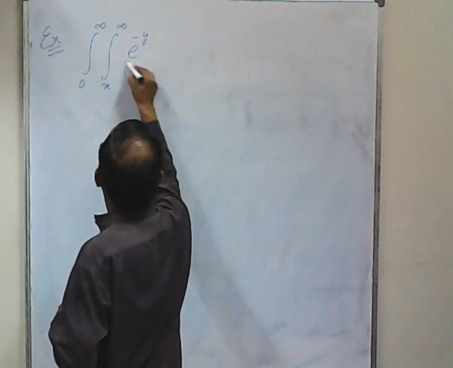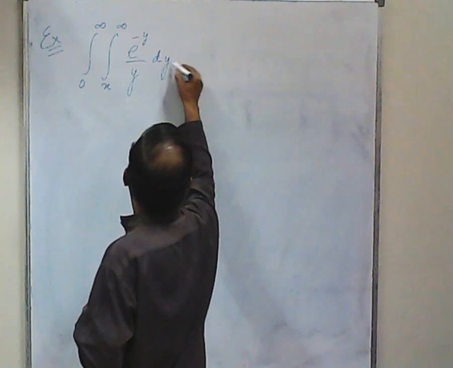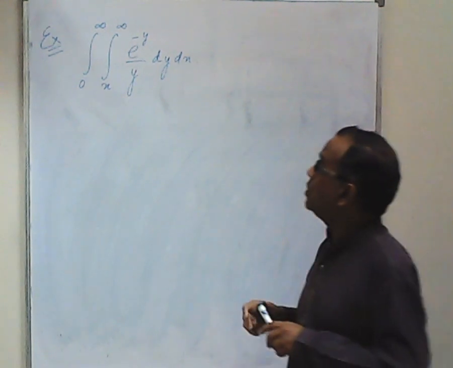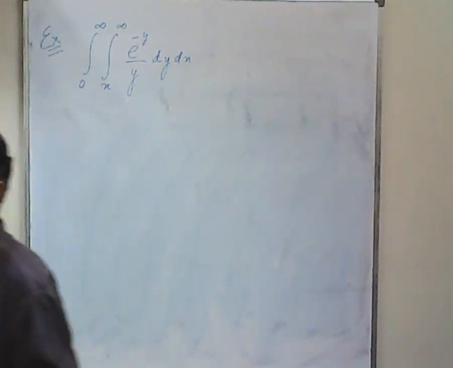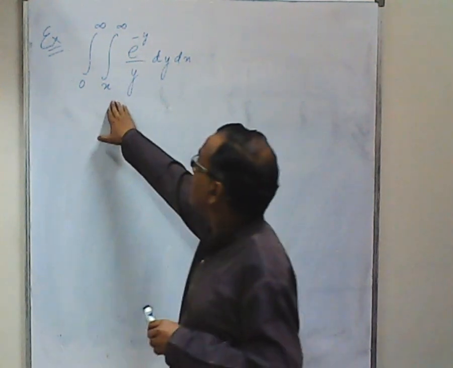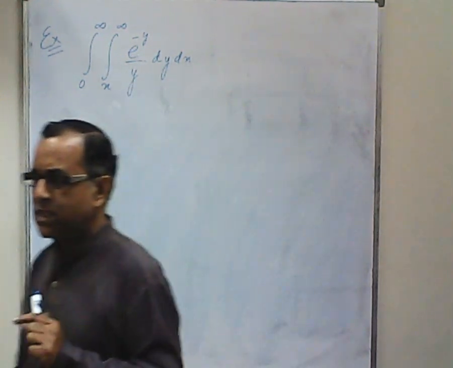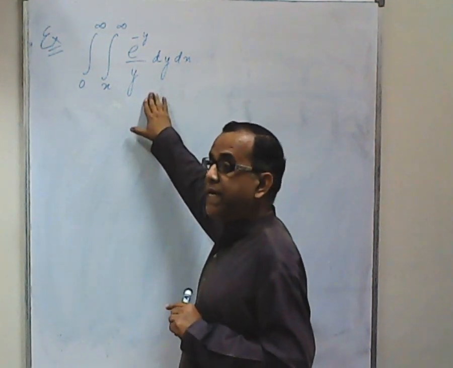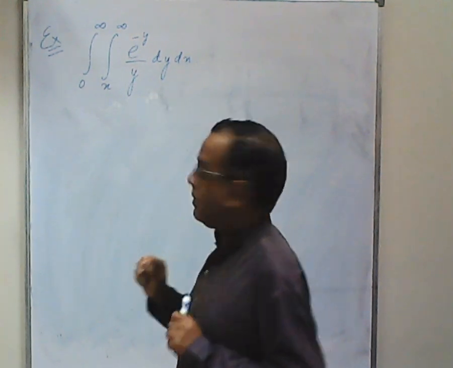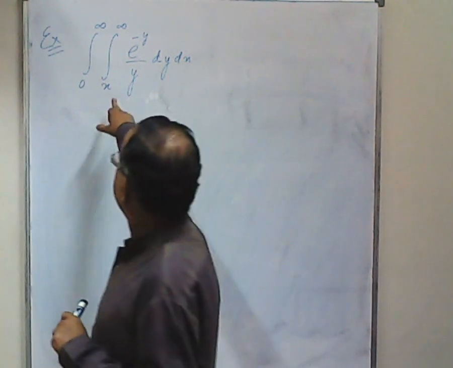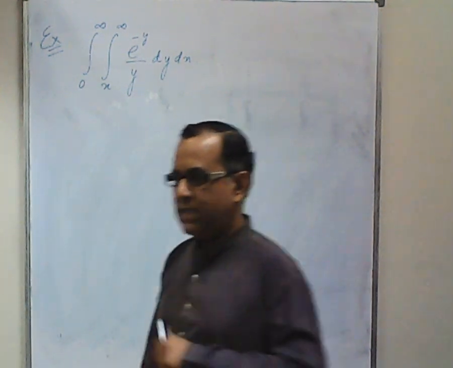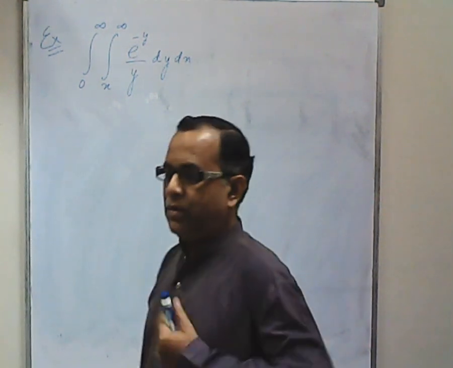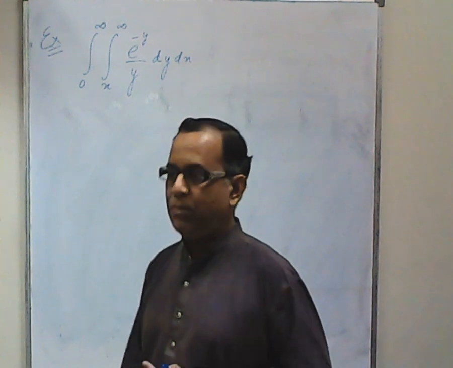The integrand is e to the power minus y upon y, dy dx. So let's say I have the question in this format. If you look at the limits, it will suggest that it is appropriate to integrate with respect to y first, because the limits are given in x. As I told you previously, it is always a hint about which variable to integrate with respect to first.